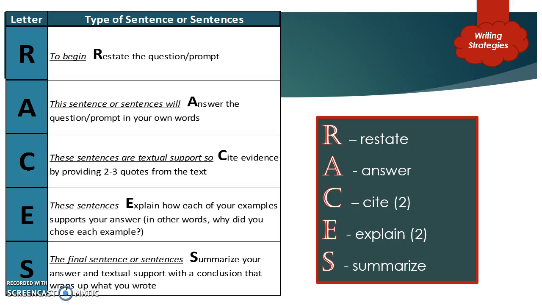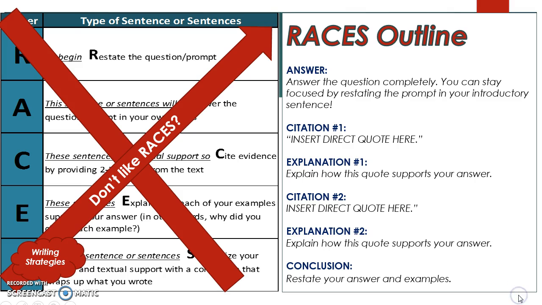Explain why you chose each citation, how do they support your answer, and then finally you want to summarize what you wrote. So you want to conclude your writing in a way that's going to wrap it up nicely for your reader. So wrap up your answer, wrap up your examples in a 1 to 2 sentence summary.